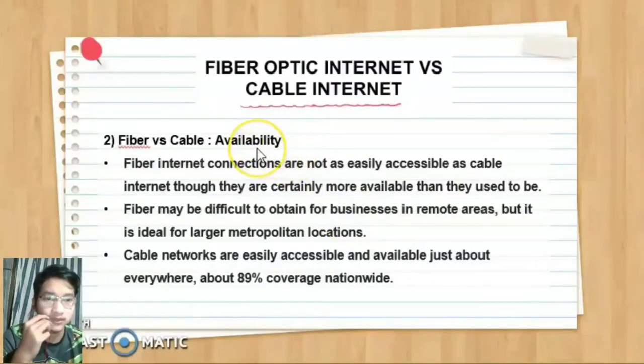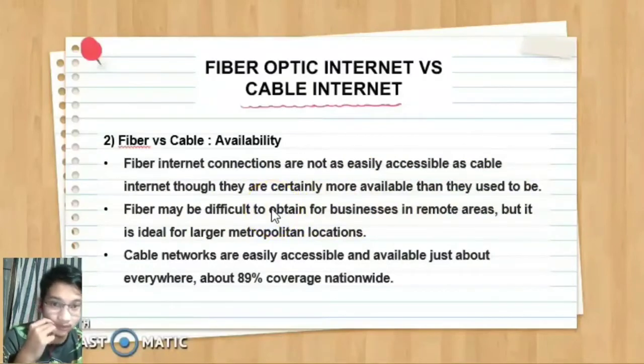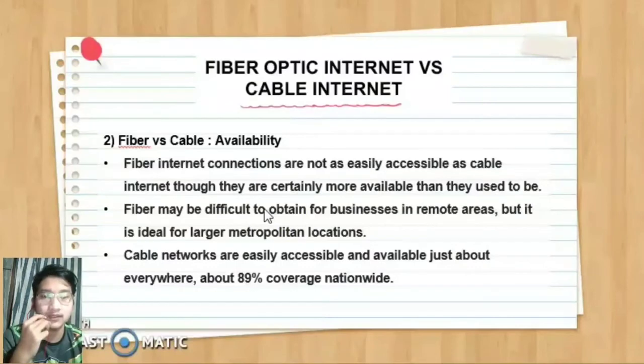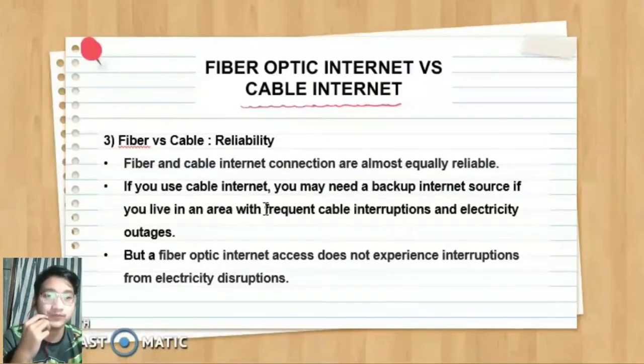Next, we look at the availability of fiber versus cable. Firstly, fiber internet connections are not as easily accessible as cable internet. True, they are certainly more available than they used to be. Fiber may be difficult to obtain for businesses in remote areas, but it is ideal for larger metropolitan locations. Cable networks are easily accessible and available just about everywhere, with about 89% coverage nationwide.